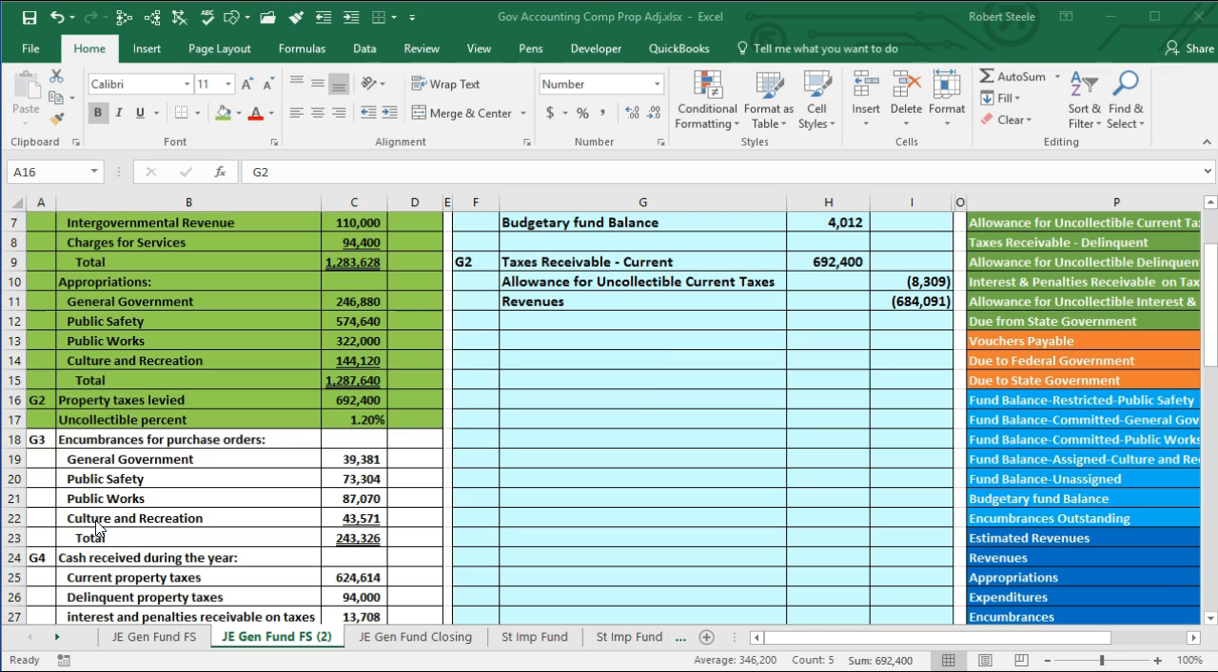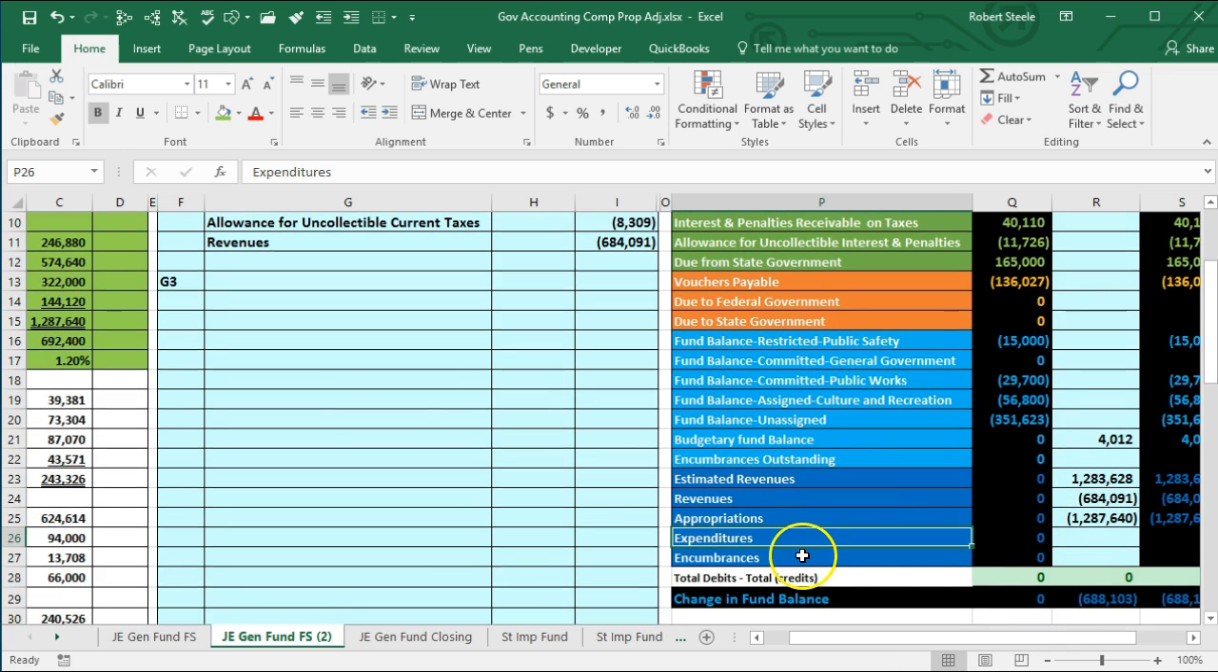G3 then says we have encumbrances for purchase orders, 4 of these categories being the general government, public safety, public works, and cultural and recreation. The encumbrances being accounts used to record the estimated amount of purchase order contracts, salaries chargeable to the appropriations. So we're going to record these encumbrances in terms of the general fund just as a lump sum into encumbrances. So we're going to say G3 and we will record encumbrances. So I'm going to scroll over here. Encumbrances is right here. This will be a debit balance account. So we're going to debit the encumbrances, increasing the encumbrances.